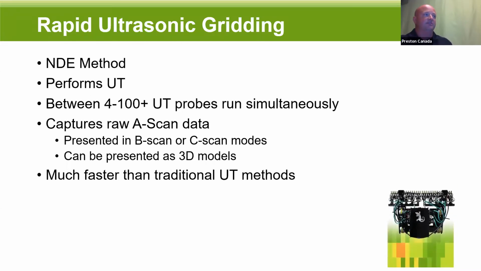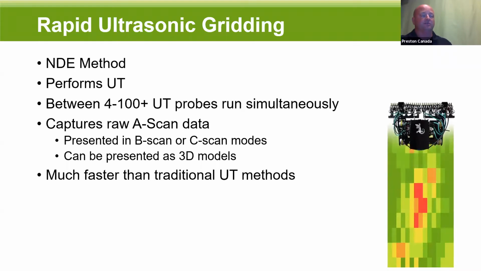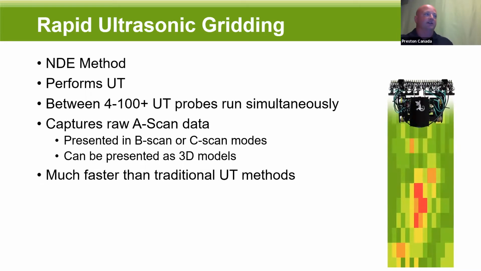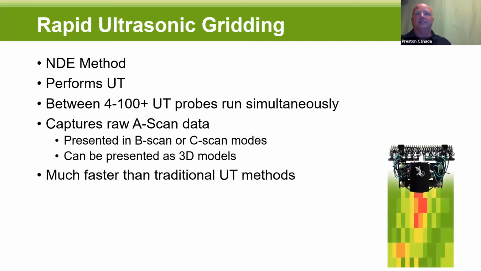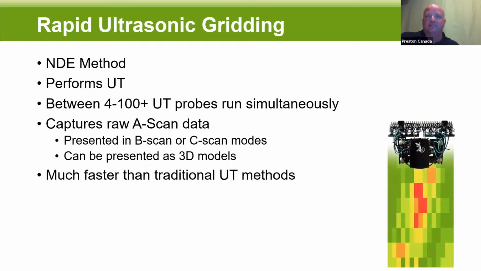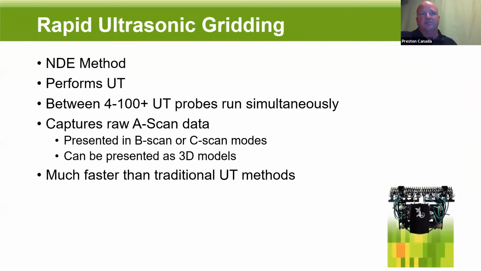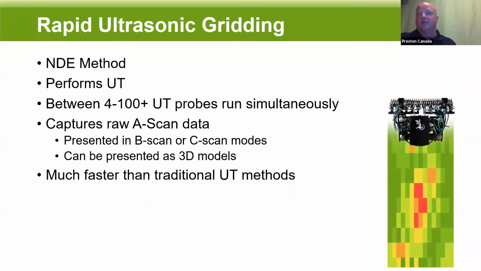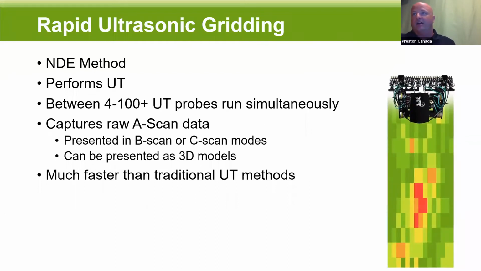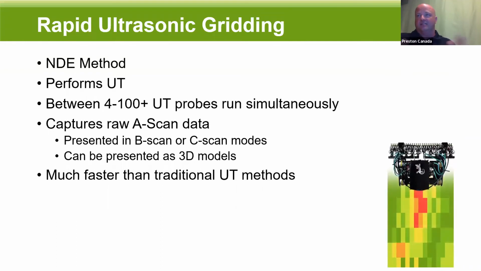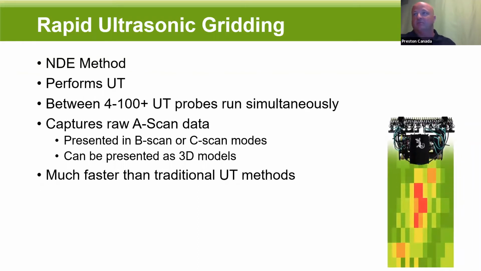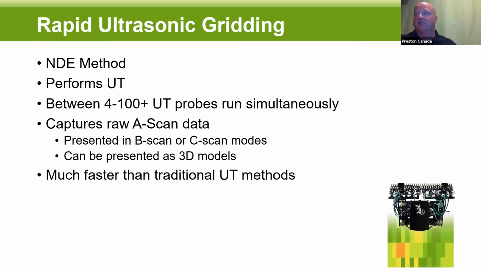They're, by definition, multiple transducers, 4 to 100 plus transducers that run simultaneously, and they capture raw A-scan data. They can present it in B-scan or C-scan models. It's multiple transducers at a fixed distance apart, and as they're scanning across the y-axis with travel, it has X number of transducers on the x-axis, and it's taking a swipe, a path, kind of like mowing the lawn, and it's taking readings in a grid as it goes.